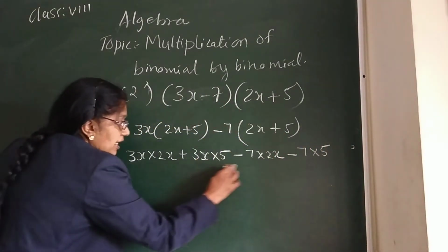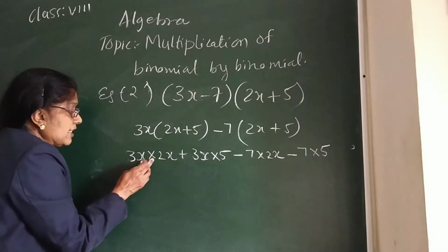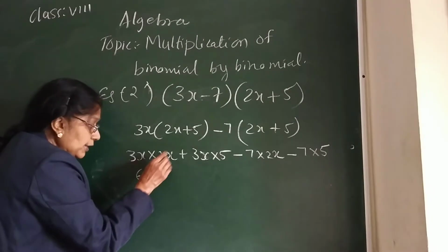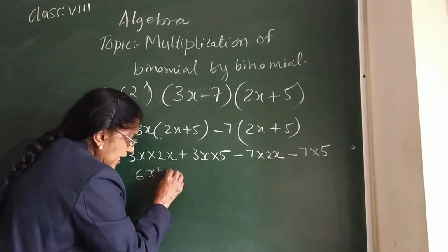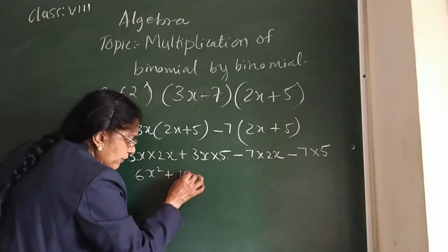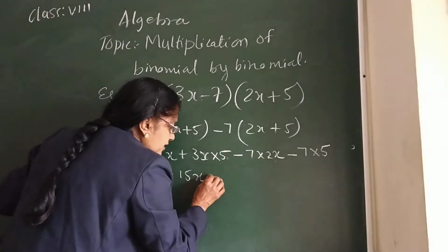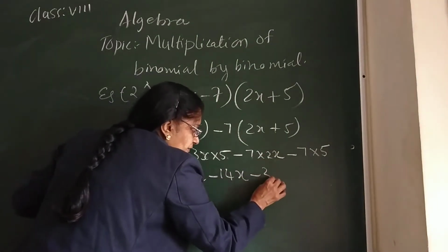Now monomials. What you have to do? Multiply constant with constant. Which are the constants? 3 and 2. 3 2s are 6. X into x, x square. First one is over. What sign is there? Plus. Constant into constant, 3 5s are 15, x. Again constant into constant, minus sign, 7 2s are 14, x, plus 7 5s are 25.